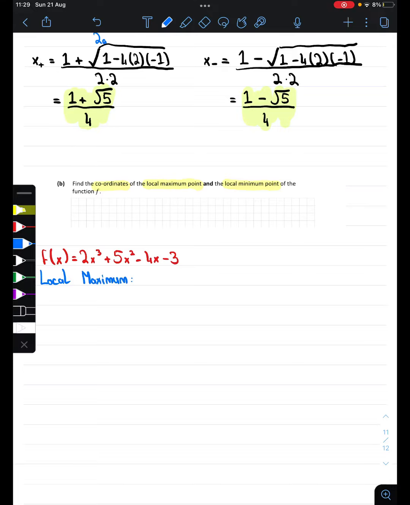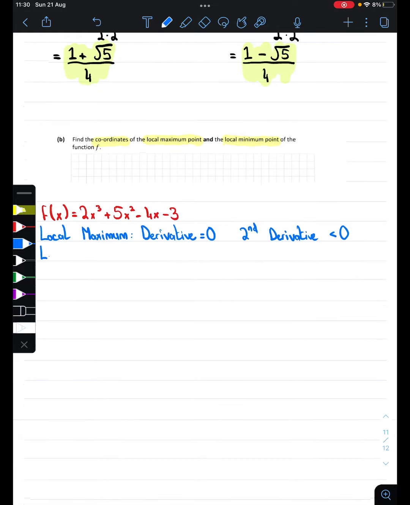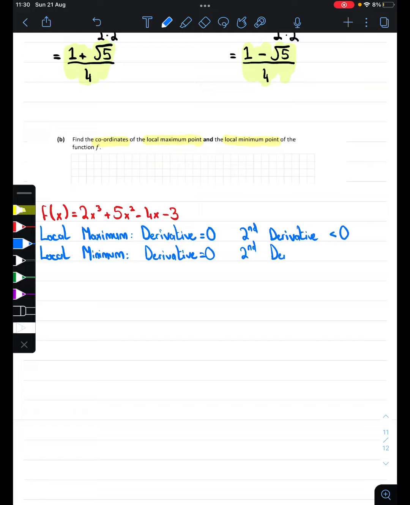And whenever we hear local maximum, we should be thinking derivative equals 0 and second derivative is less than 0. And whenever we hear local minimum, we should be thinking, again, the derivative equals 0, and the second derivative is greater than 0.